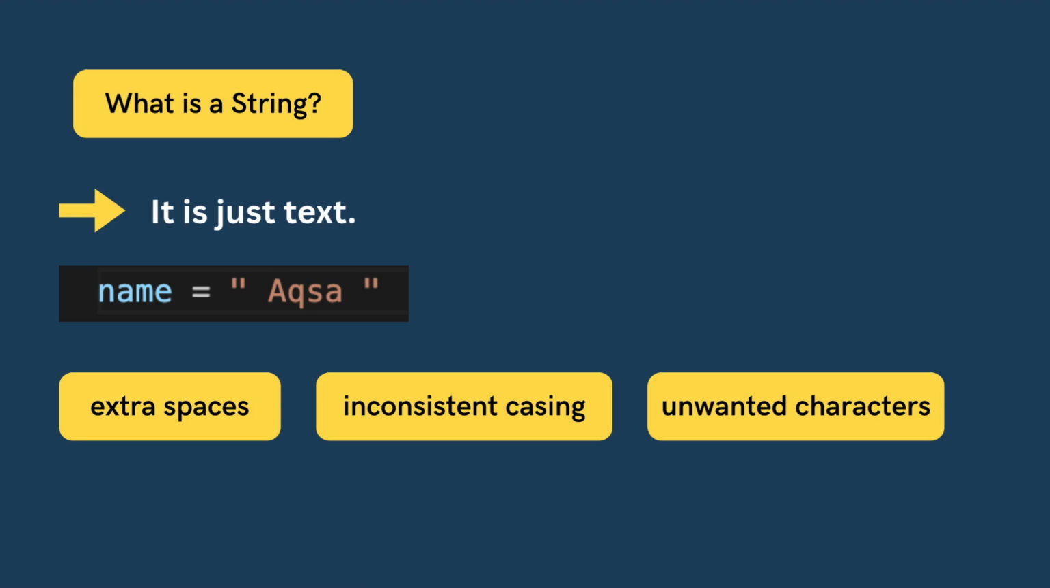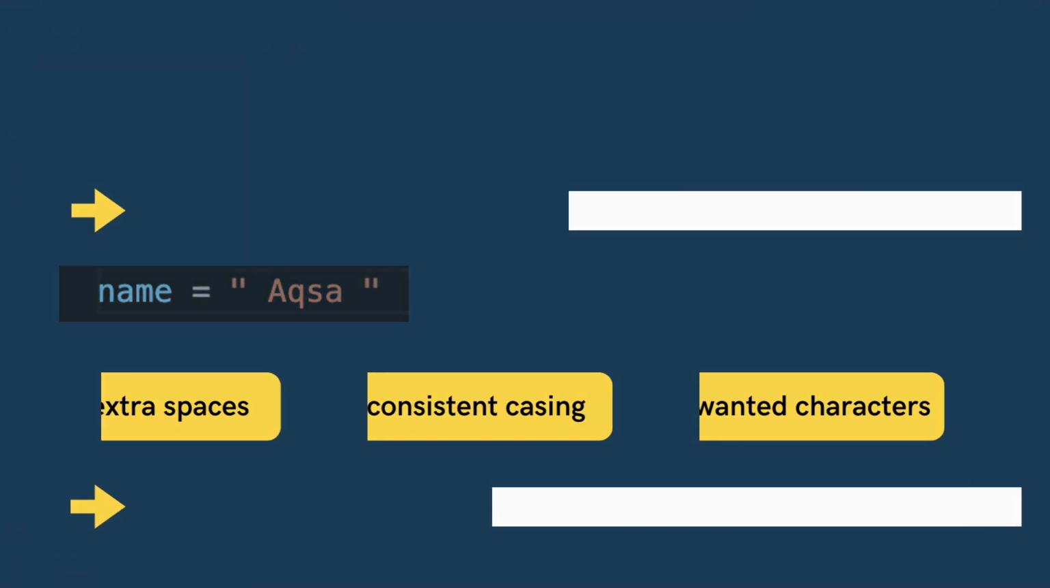One important thing to remember, strings are immutable. This means string methods do not change the original value. They return a new string. That's why we reassign the result.